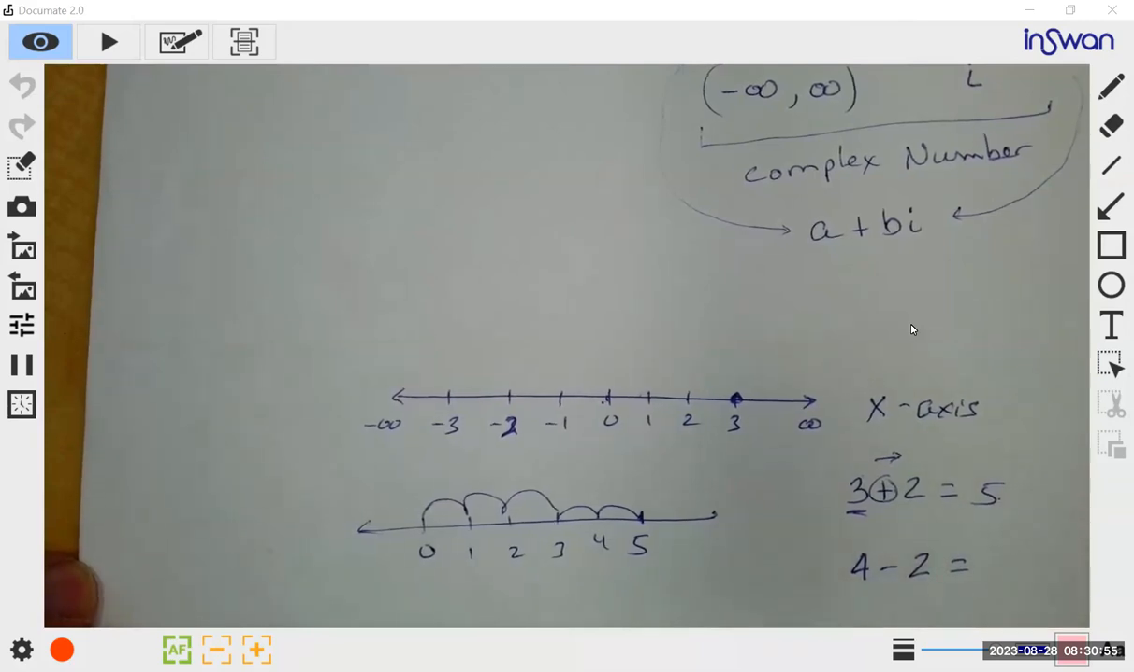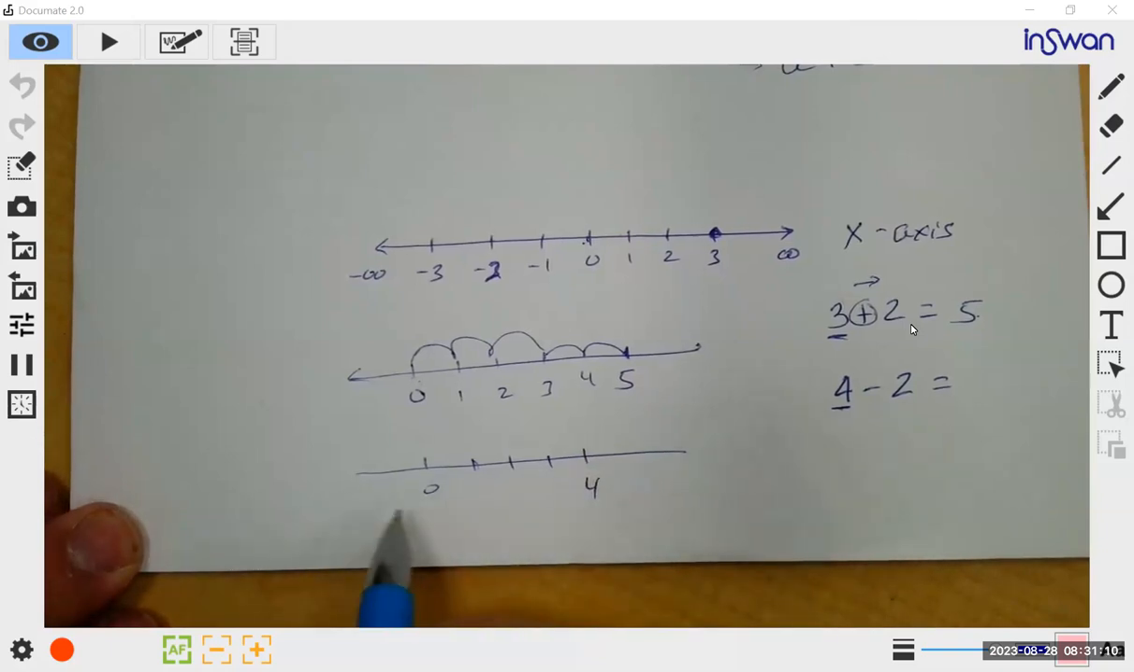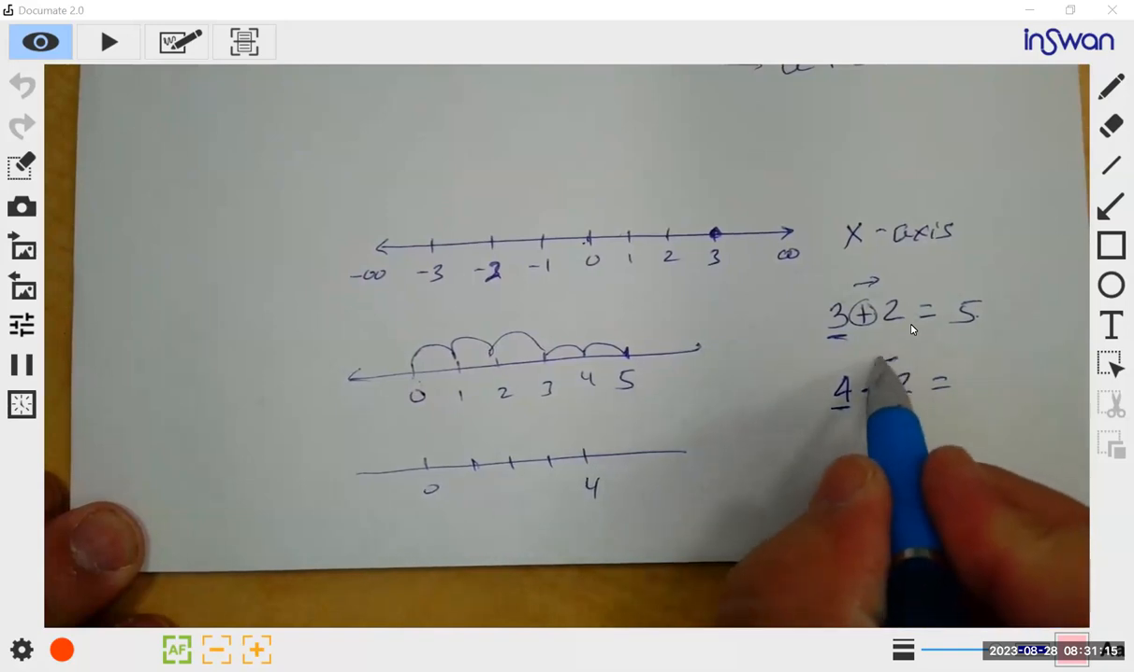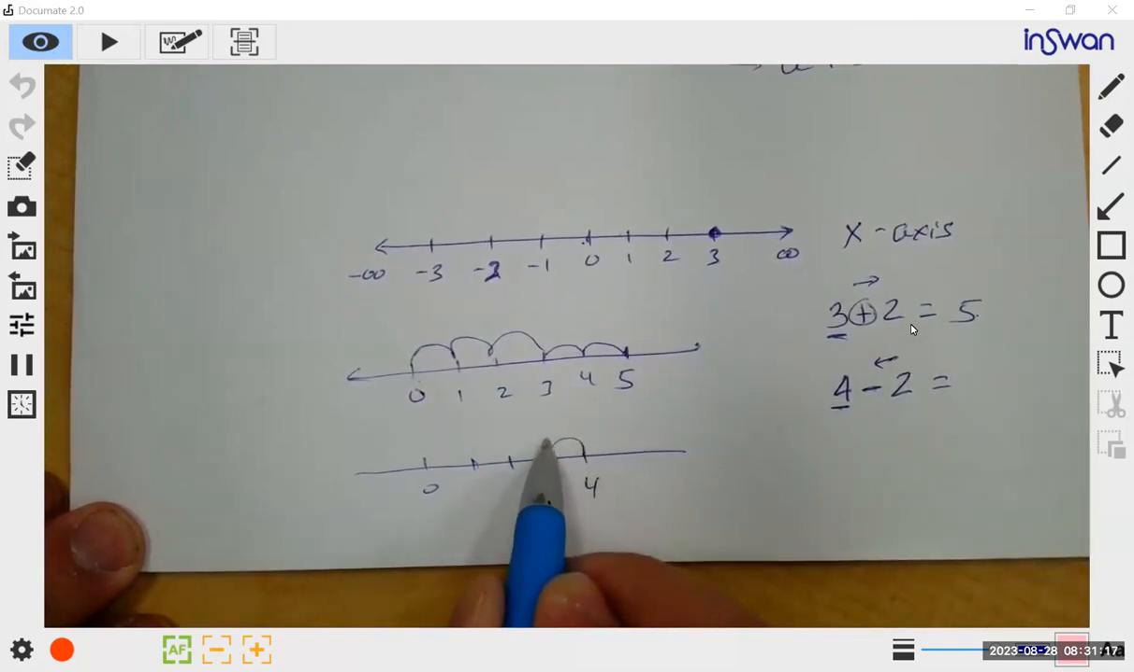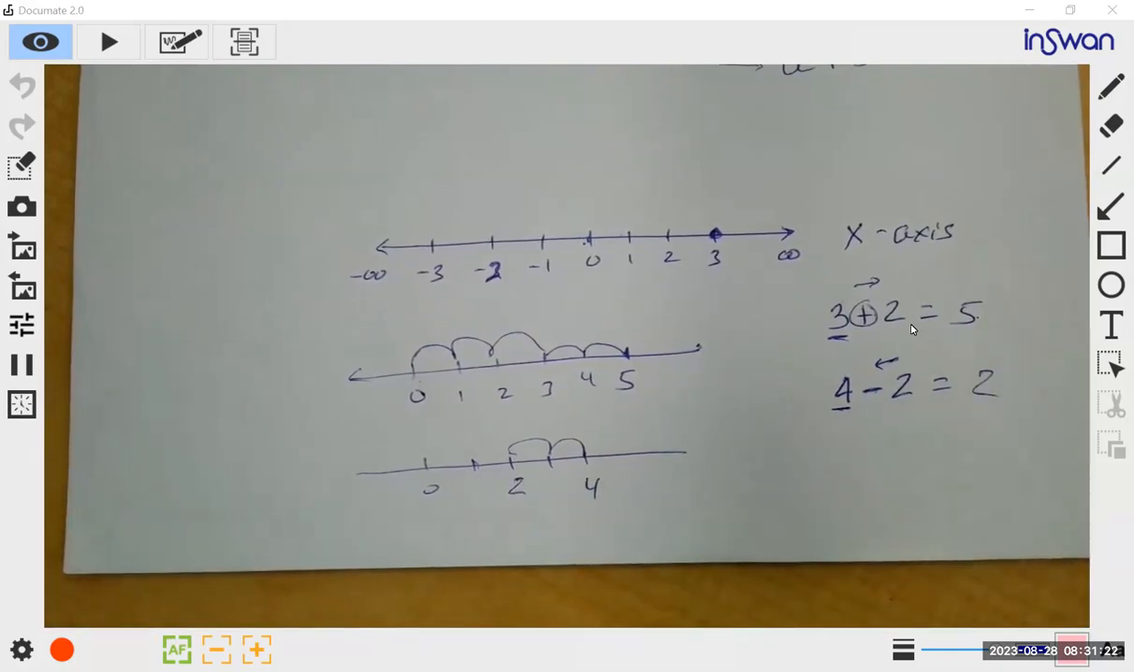4 - 2. Start at 0, go to positive 4. One, two, three, four. Minus means go which direction? Left. How many spaces? 1, 2. So that's the reason. Again, all this stuff we learned in elementary school. But that's how we move numbers around. Pretty boring.